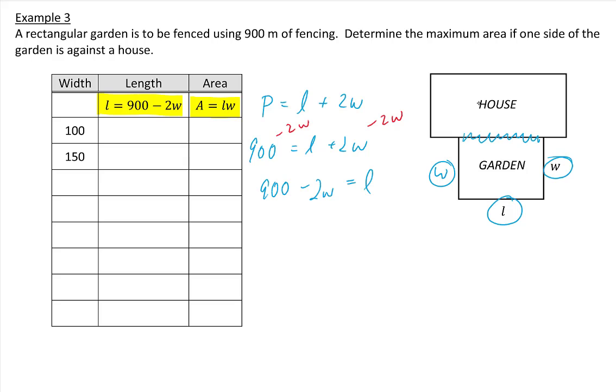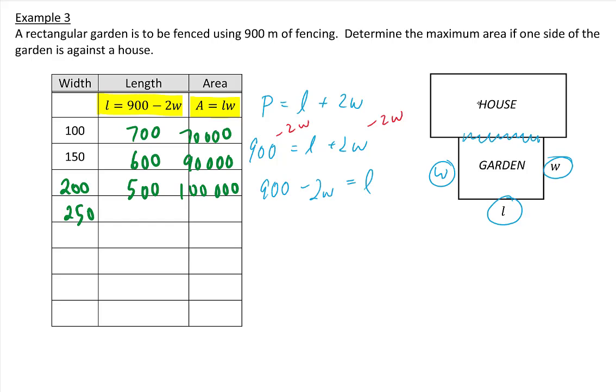So now let's sub in our numbers. We start with 100. So 900 minus 2 times 100 gives us 700. 900 minus 2 times 150 gives us 600. And the area for these would be 700 times 100, so that would be 70,000. And the next one would be 90,000, so we can see the area is already going up. So let's check our next number. Let's go to 200. 900 minus 2 times 200 gives us 500, and you can see that gives us 100,000. So our area is still going up.